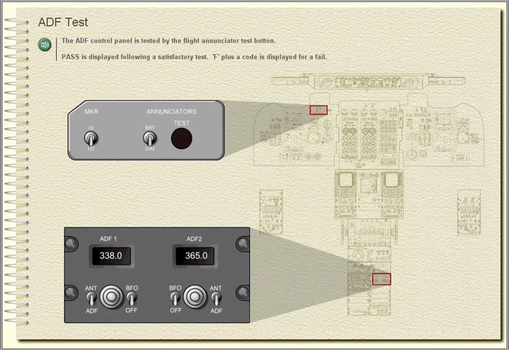ADF test. The ADF control panel is tested by the Flight Annunciator test button. Pass is displayed following a satisfactory test. F plus a code is displayed for a fail.